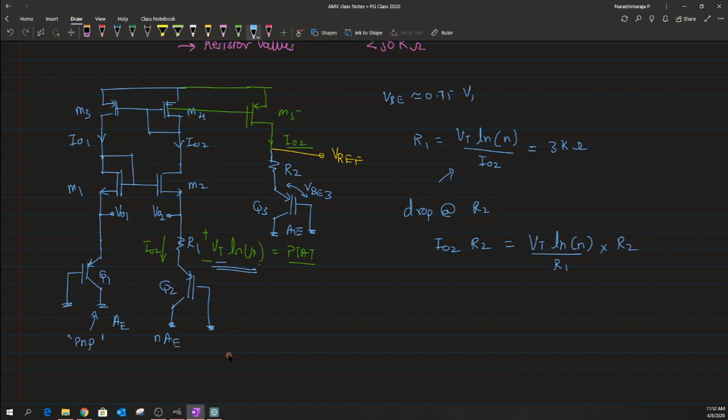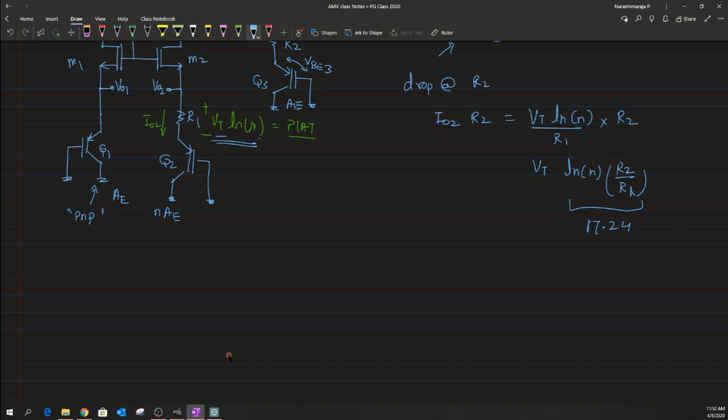This is the value that we want to evaluate, and the combination of ln of n times R2 by R1 should end up having a value of 17.24. This is what we wanted out of the circuit. So somehow we need to constrain the entire quantity of ln of n times R2 by R1 to the 17.24 value. Based on this constraint, one could evaluate the value of R2 here.